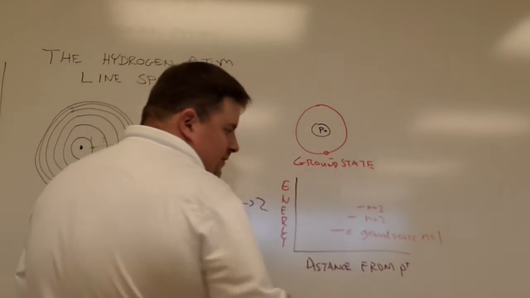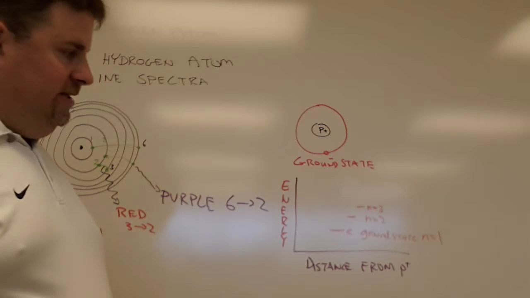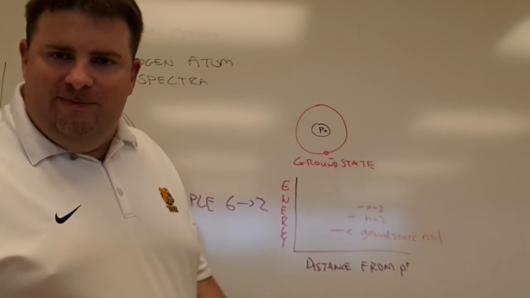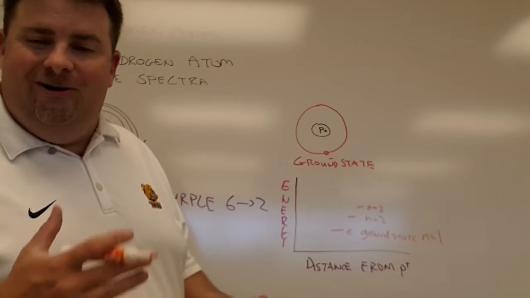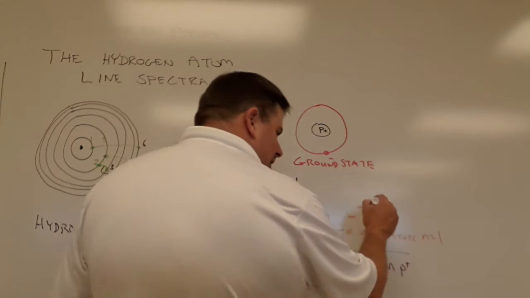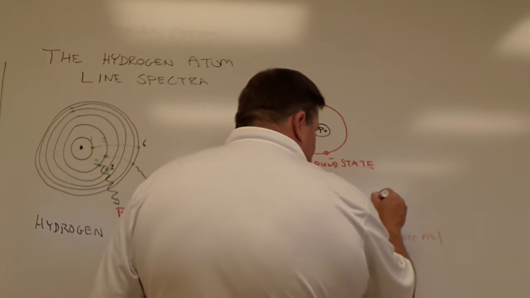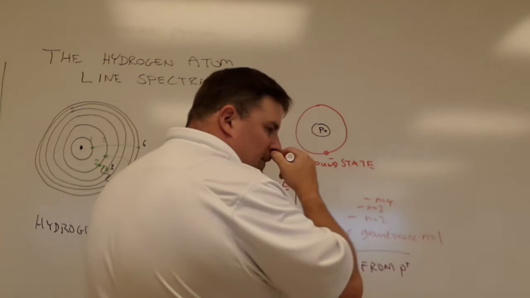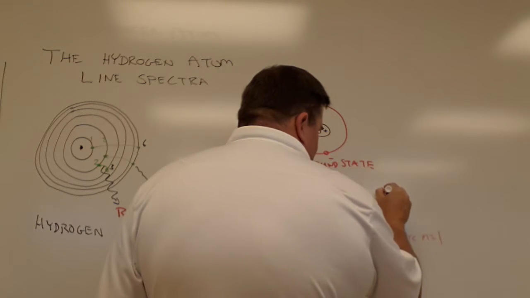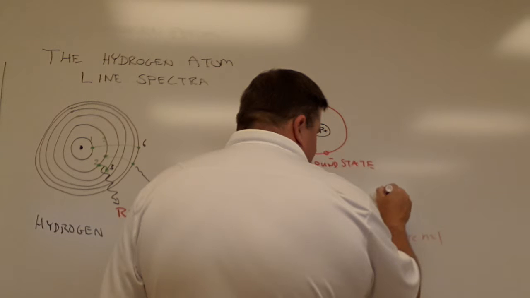The biggest gap is between 1 and 2. The next biggest gap is between 2 and 3. What's the next biggest gap? You said 3 to 4, go get yourself a cookie, right? All right, so 3 to 4 is here. So here n is equal to 4, all right? And then n at this point is equal to 5.